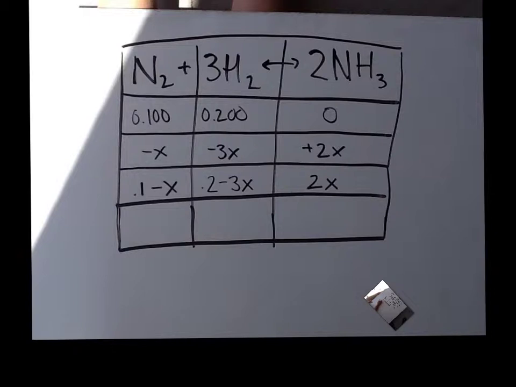So we had N2, which is nitrogen, and then H2, which is 3 hydrogens, and then that combines to make 2NH3. And so when we set up the table, it's 0.1 molar with minus x on that side, with the 0.1 minus x, and you can see the rest of it.